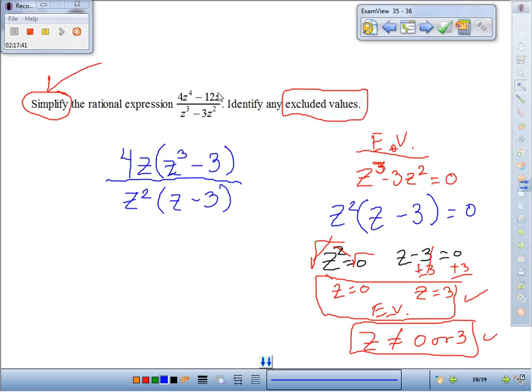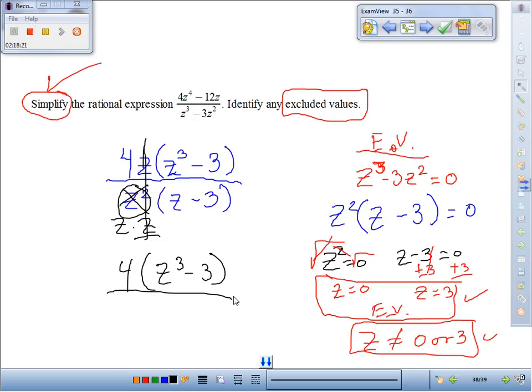This one doesn't have a square. Huh? I know, that's why it's z. All right. How can we factor this one? This is z times z. Is that correct? This one? Okay, so I already factored it here. Do you see the giant 1? What do we have left in the numerator? 4 times z cubed minus 3.